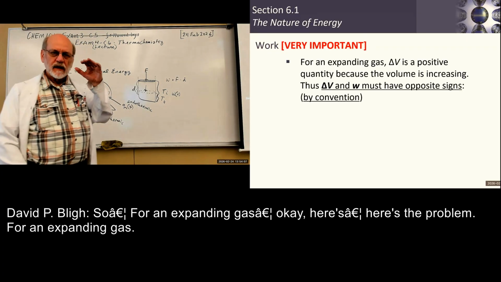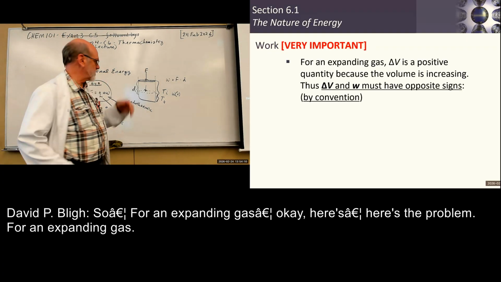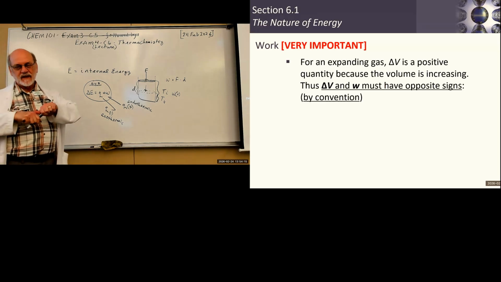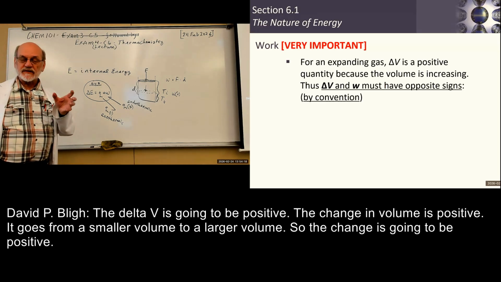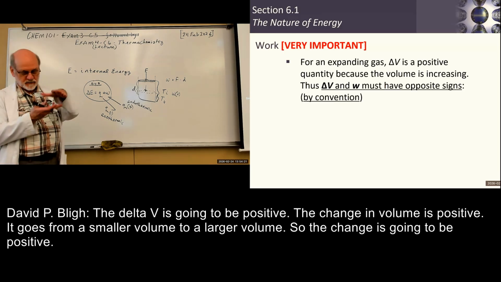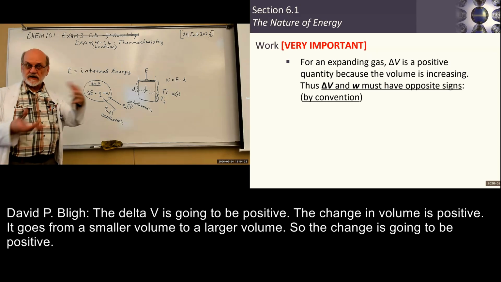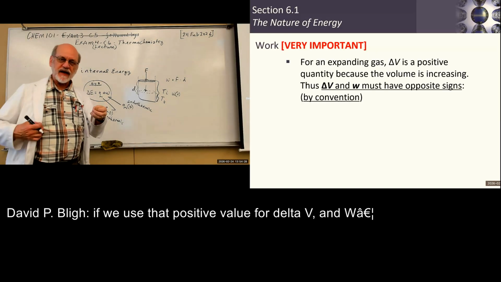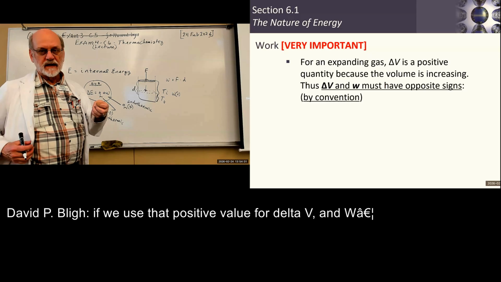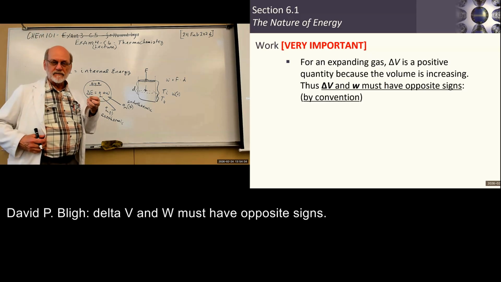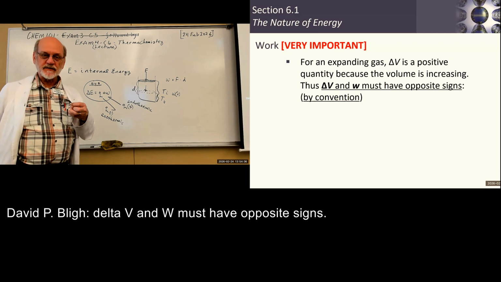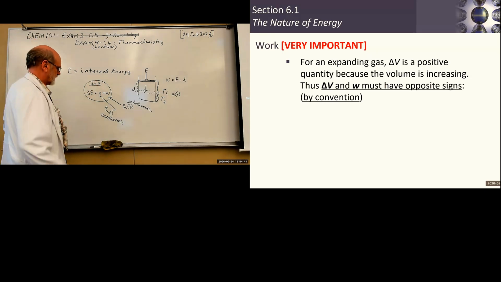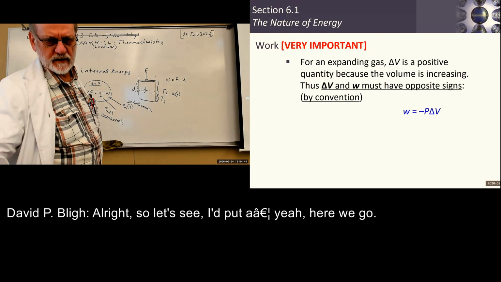So for an expanding gas, here's the problem. For an expanding gas, the delta V is going to be positive. The change in volume is positive. It goes from a smaller volume to a larger volume. So the change is going to be positive. If we use that positive value for delta V, delta V and W must have opposite signs in order to stick with this convention.